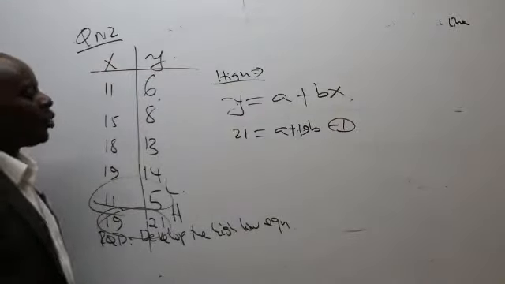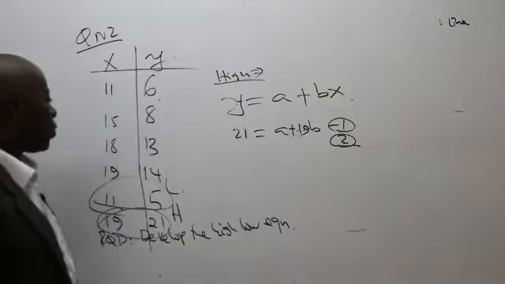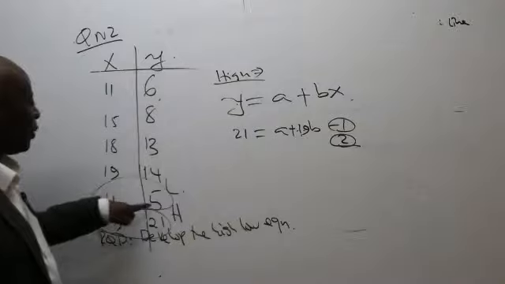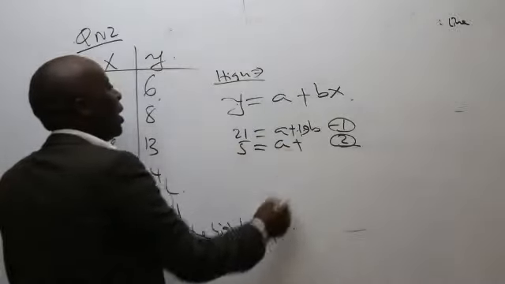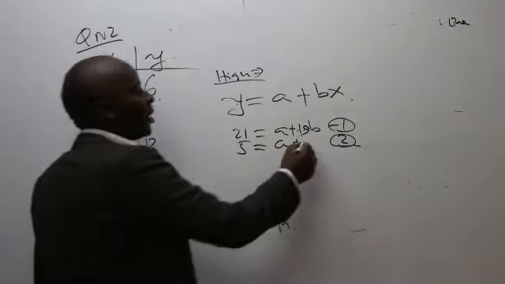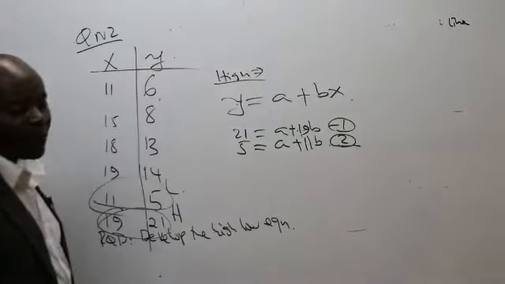Now from there we go to equation number 2. Equation number 2, for the low now, y is 5. Y is 5 equals a plus bx, and x is 11. So that means it is 11 what here? 11b, like that. Thank you very much, Alice.